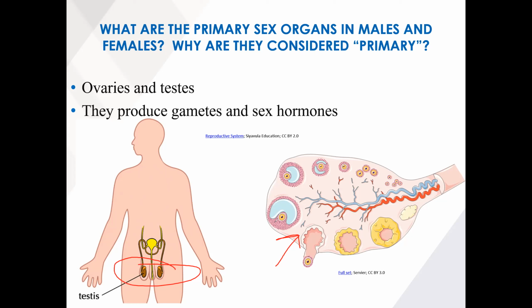So they produce gametes. Here's an egg. I can't show you a sperm in this picture, but use your imagination. And they also produce sex hormones. So there's the corpus luteum there. And then I don't have the testes, the picture is pretty vague.